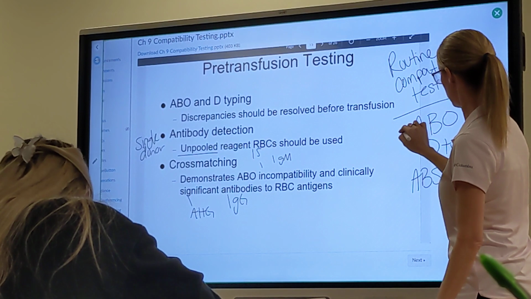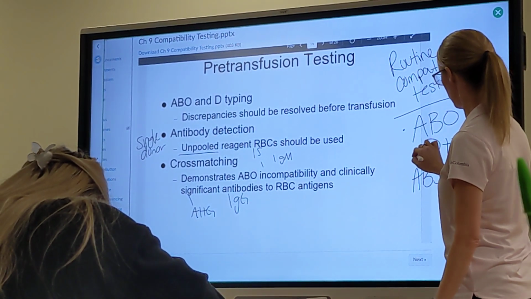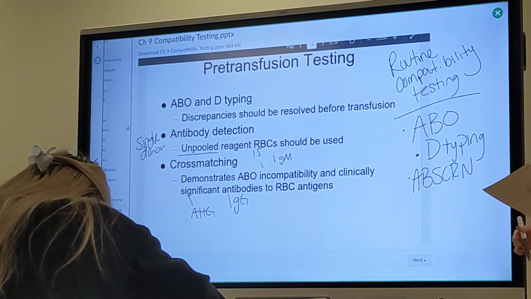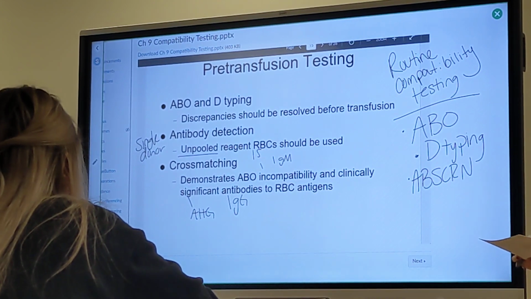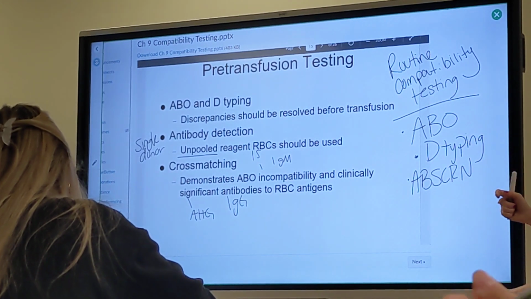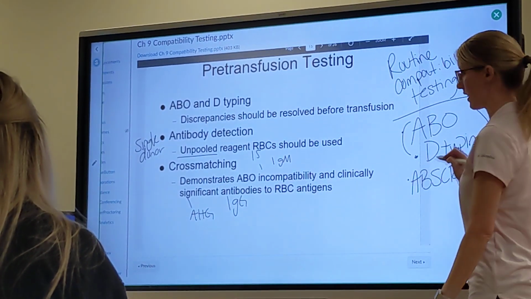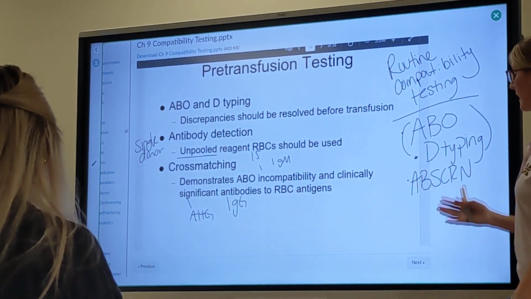ABO typing, D typing, which is called Rh typing also, and the antibody screen. So mamas that are pregnant, this is what they get. Pre-transfusion people, so somebody needs blood or might need blood, this is what they get. ABO and D. So these, I just consider these together. That's part of their forward and reverse, if you ask me. And then the antibody screen.